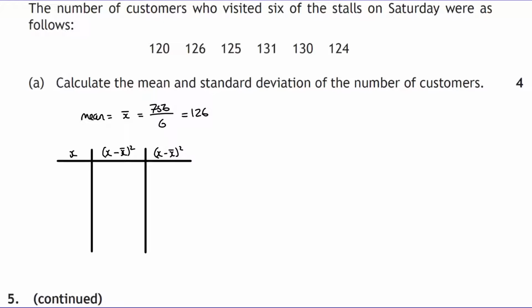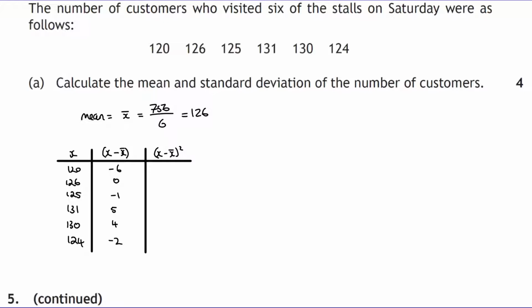And x is the list of your numbers, so 120, 126, 125, 131, 130, and 124. X minus x bar is taking each number here and subtracting the mean, so -6, 0, -1, 5, 4, and -2. This middle column should just be x minus x bar. And then the last column is x minus x bar squared. So we're going to take each of these values and square them.